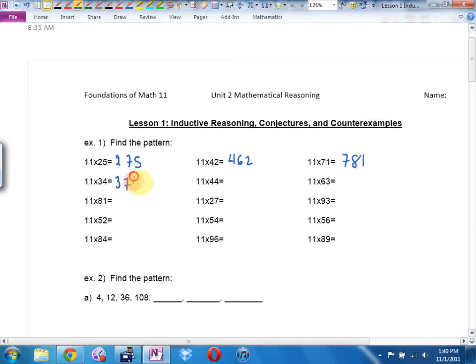Has anybody spotted the pattern yet? There is a great pattern with the 11 times table when you get to the teens and higher. You all know the pattern for single digit numbers. 11 times 5, 55. 11 times 6, 66. You've all spotted that one. What's the pattern when you get to bigger numbers? Have you seen it yet?